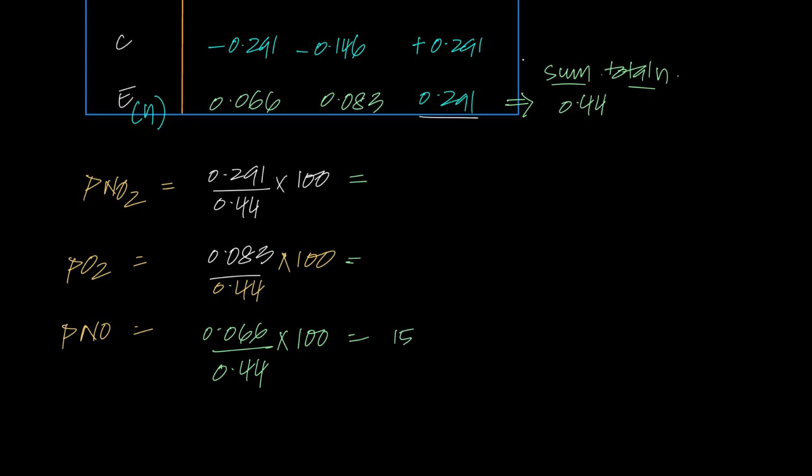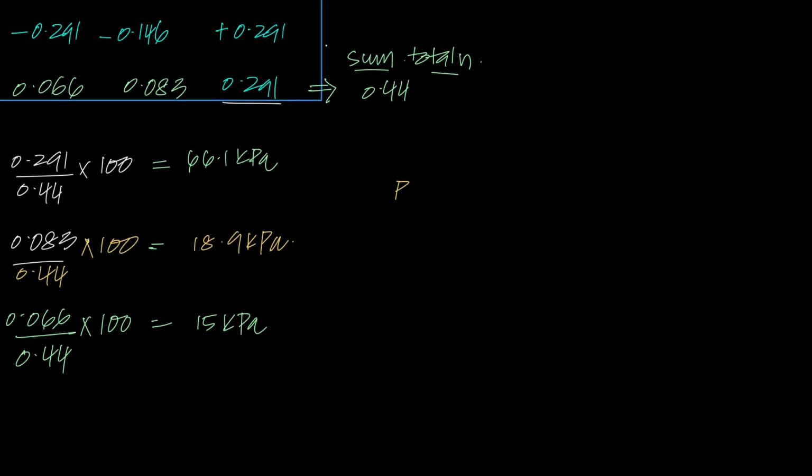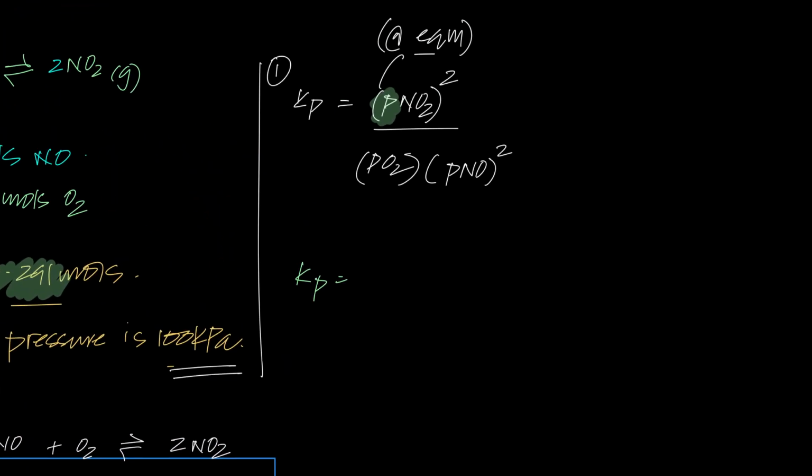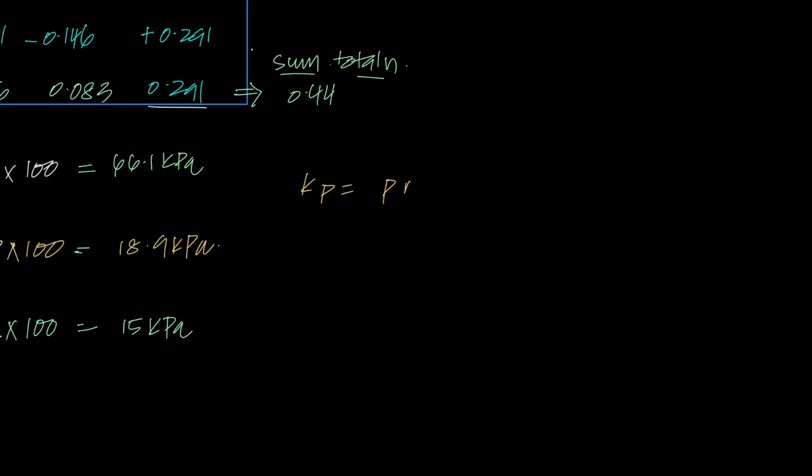This is 15 kilopascals. What is it for NO2? It's 66.1 kilopascals. And for oxygen it's 18.9 kilopascals. I hope you've done the calculation correctly. Now what's the Kp for it? Kp is equal to, I'll just copy the same equation, P NO2 squared over P O2 and P NO squared. It's a piece of cake.